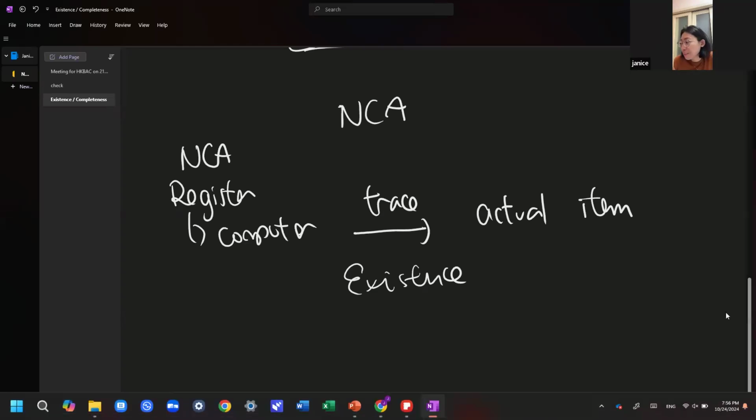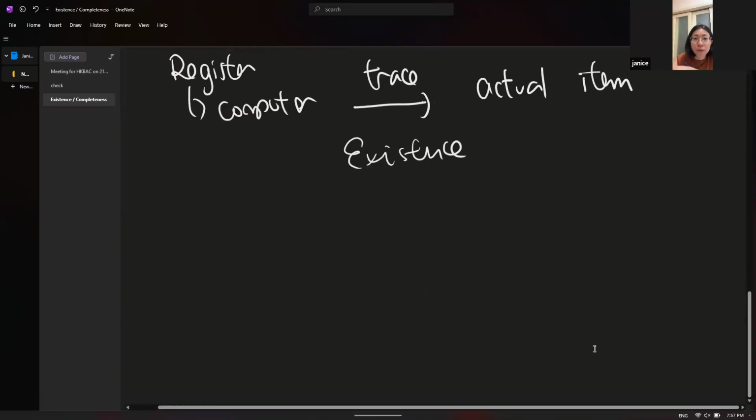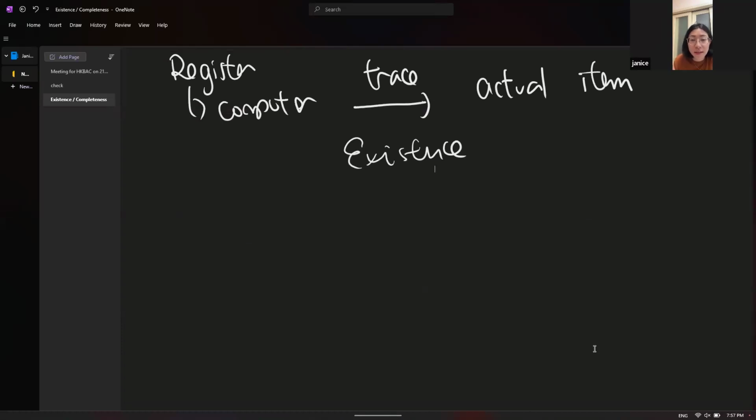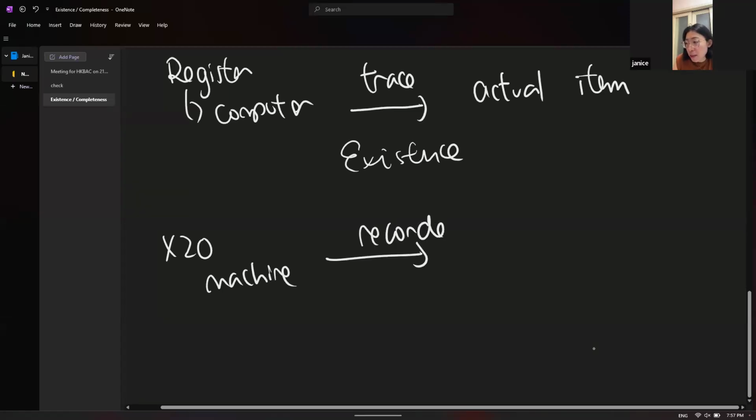On the other hand, if we visit the client's facility, and we randomly see the XZO machine, and we want to make sure the XZO machine is recorded in the non-current asset register. So we randomly pick the machine and we want to check if it's included, registered, recorded in the register.